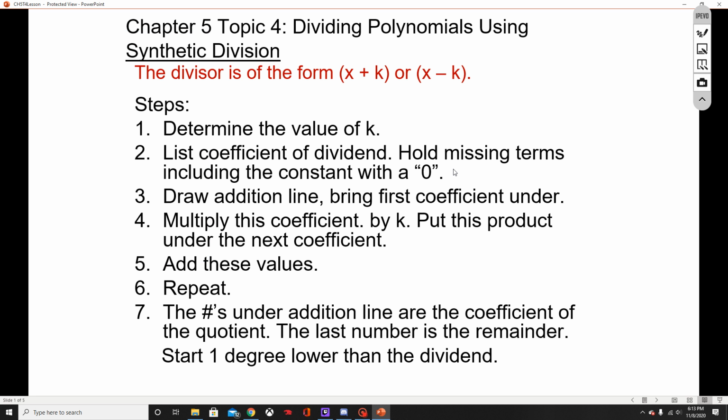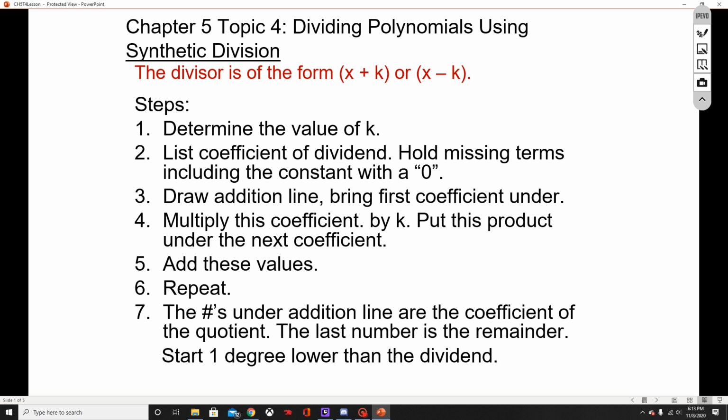All right. Today we're looking at Chapter 5, Topic 4, which is dividing polynomials using synthetic division. Synthetic division is a little bit different than long division. It's faster than long division. It's easier than long division as well.